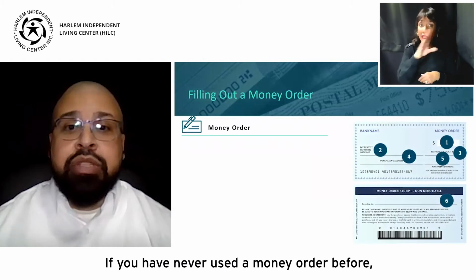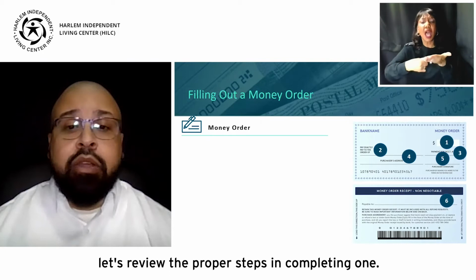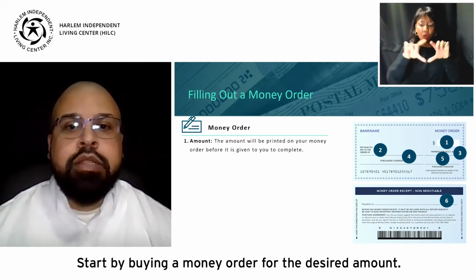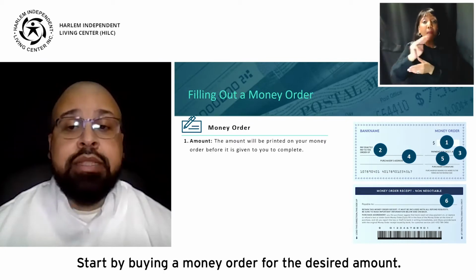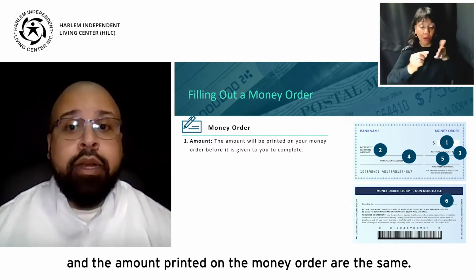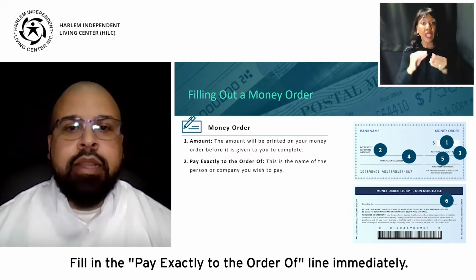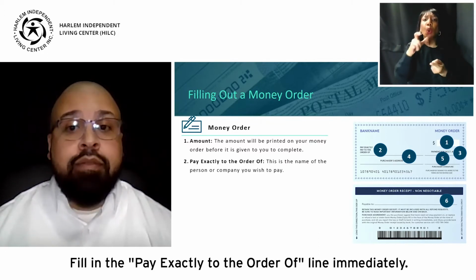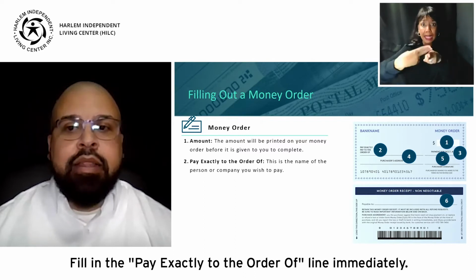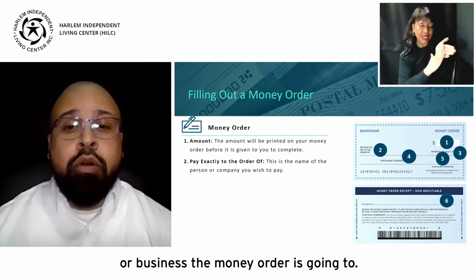If you have never used a money order before, let's review the proper steps in completing one. Start by buying a money order for the desired amount. Make sure the amount you paid and the amount printed on the money order are the same. Fill in the Pay Exactly to the Order of line immediately. This is where you write the name of the person or business the money order is going to.